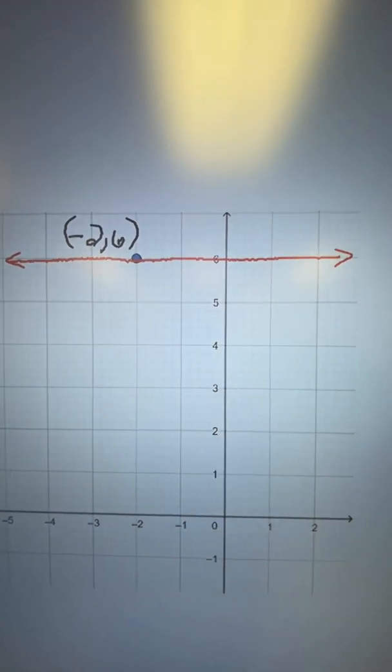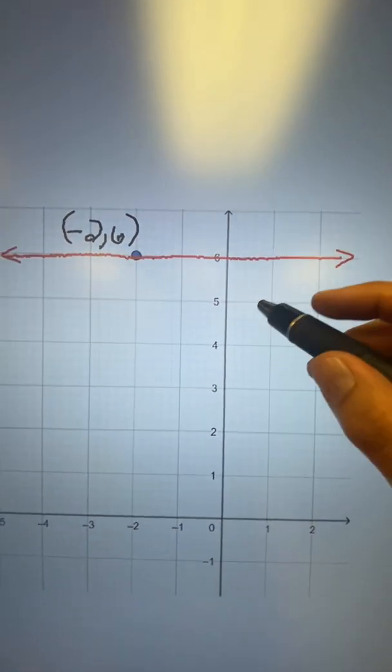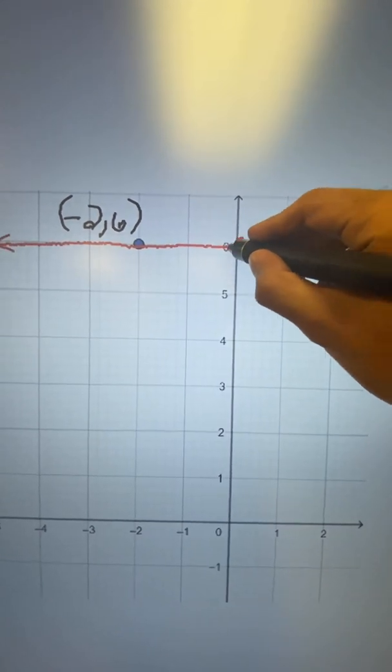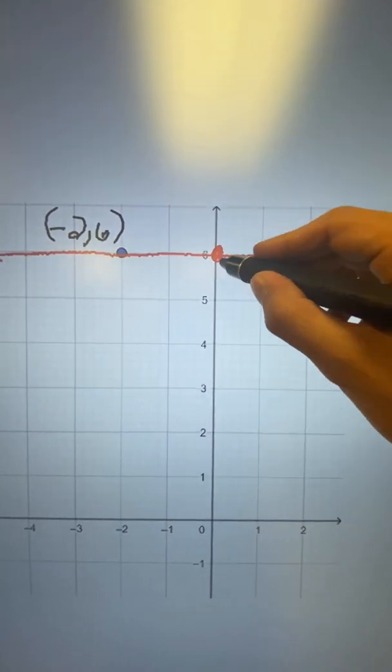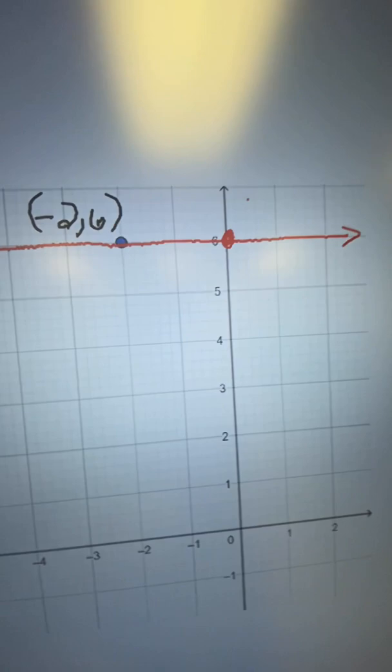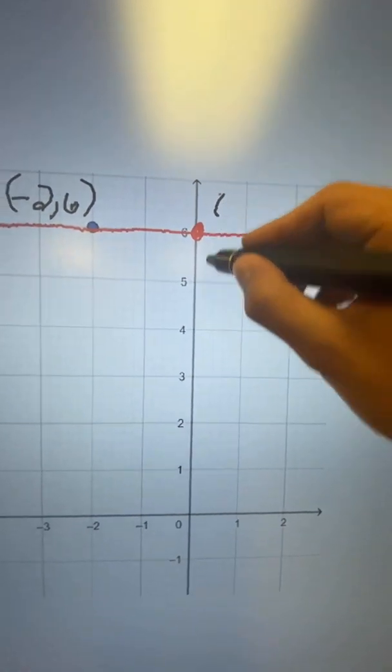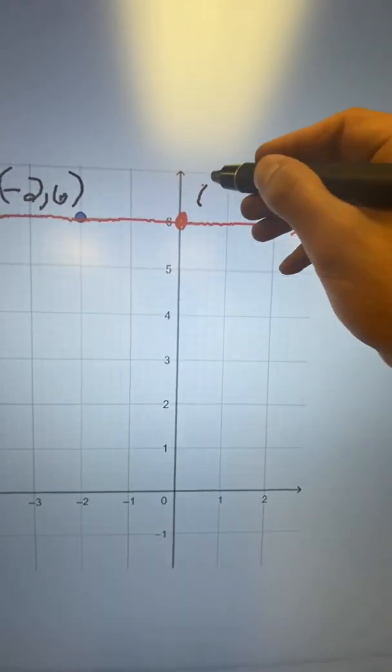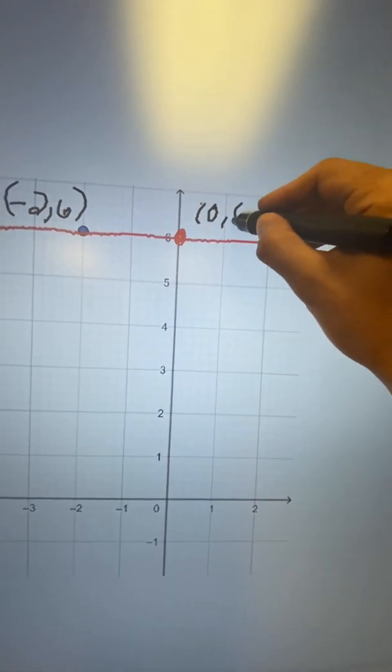And we need at least 2 points to define a line. So I'm just going to mark another point on this line. I'm going to mark this point here, and I'm going to write down the coordinate of that one too. Let me just put it in black here. So this is the location. X is 0, so 0, comma, and Y is 6.